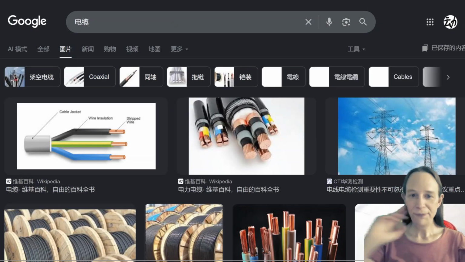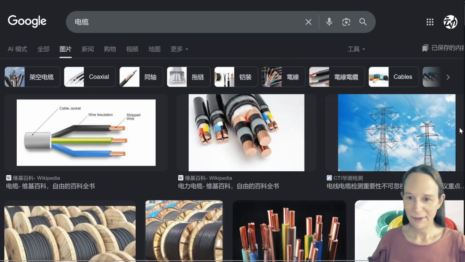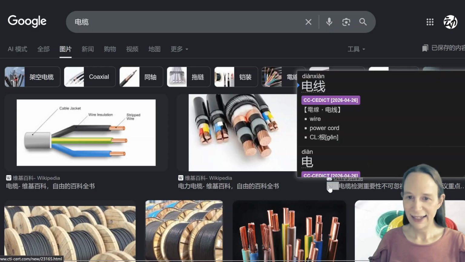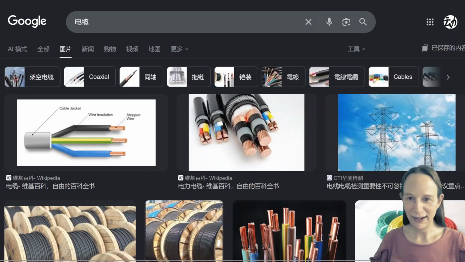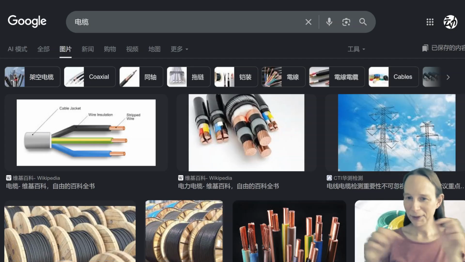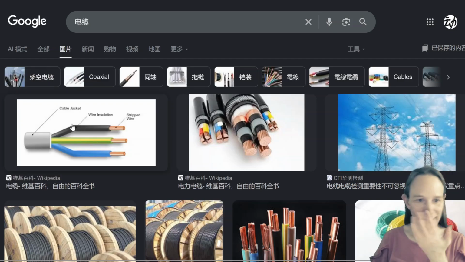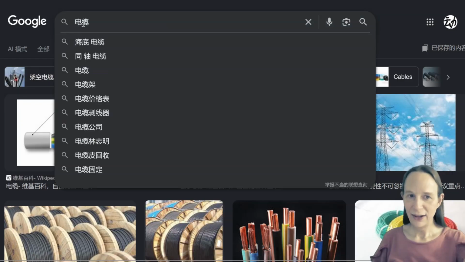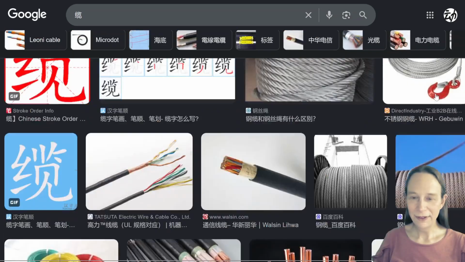电缆. So 电缆 is an electric cable. Right? So 电缆, 电线 also. But 电缆, this is the cable. So I guess 电缆 is multiple wires in one. All right. So 缆 is a cable. So these are cables, right?